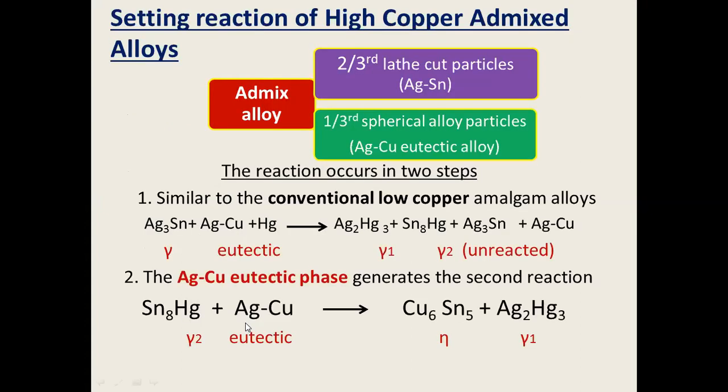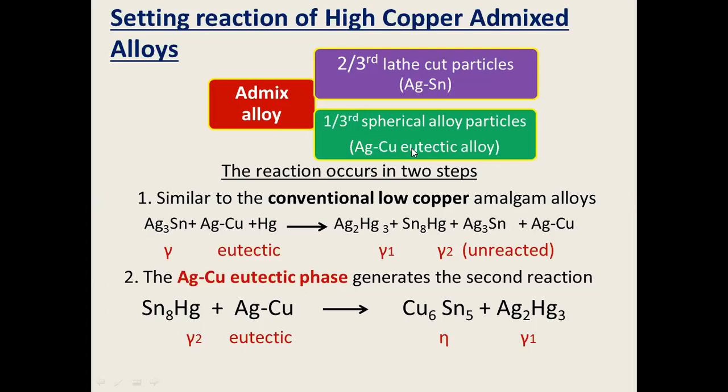Now let us see how the admixed alloy is made. The admixed alloys, as the name suggests, combine two shapes of particles. There are two shapes available, lathe cut and spherical. So in this admixed combination, 2/3 are lathe cut particles, that is silver tin, and 1/3 are spherical alloy particles, which is silver copper eutectic alloy. Now what do you mean by eutectic alloy? Eutectic alloys are those which exhibit complete liquid solubility but limited solid solubility. And the most popular example is silver copper. This can be an MCQ question.